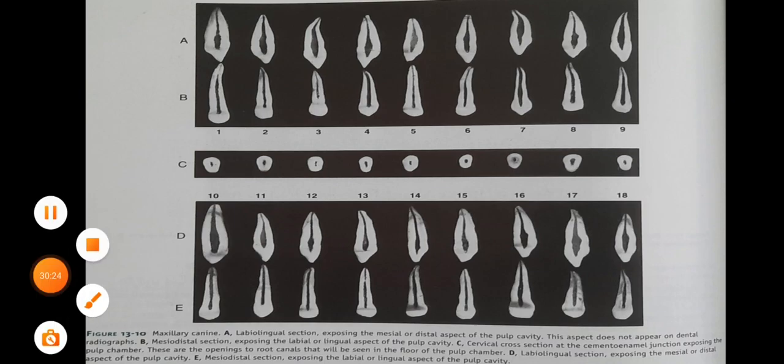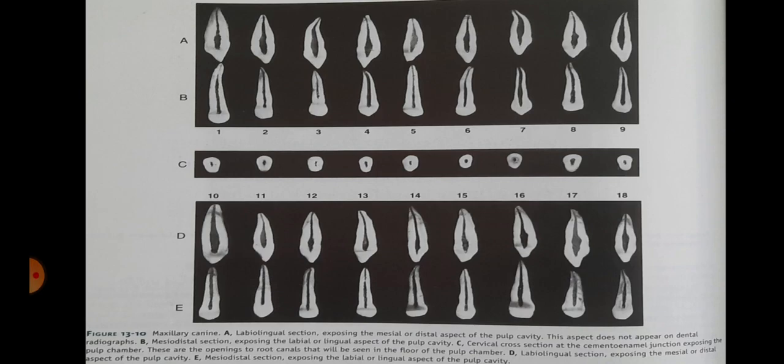Let's have a discussion over the cervical cross section, in figure 13.10 C. Here we have not discussed the mid-root cross section. We are discussing only the cervical cross section. In a cervical cross section, the shape of the root and pulp cavity is oval. You can see this in figure 13.10 C 6, 7 and 9.